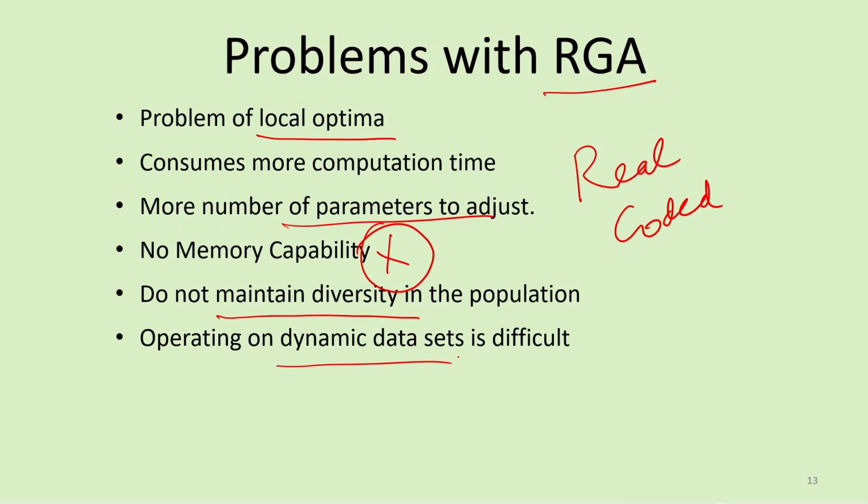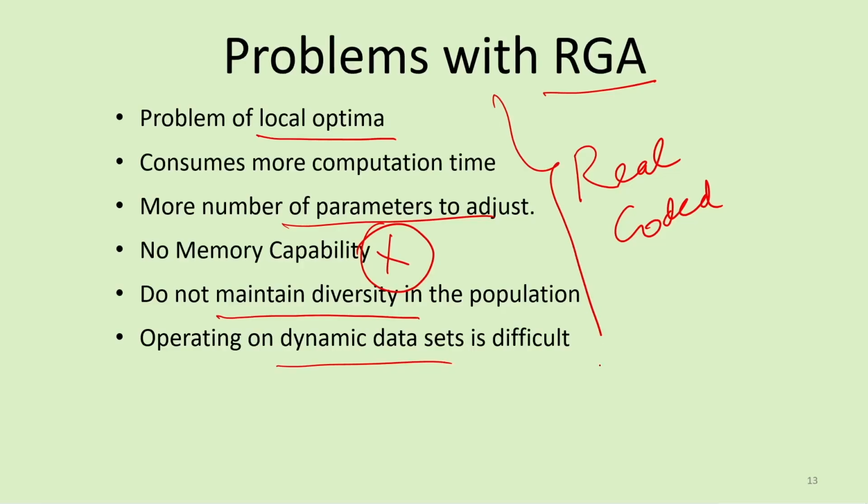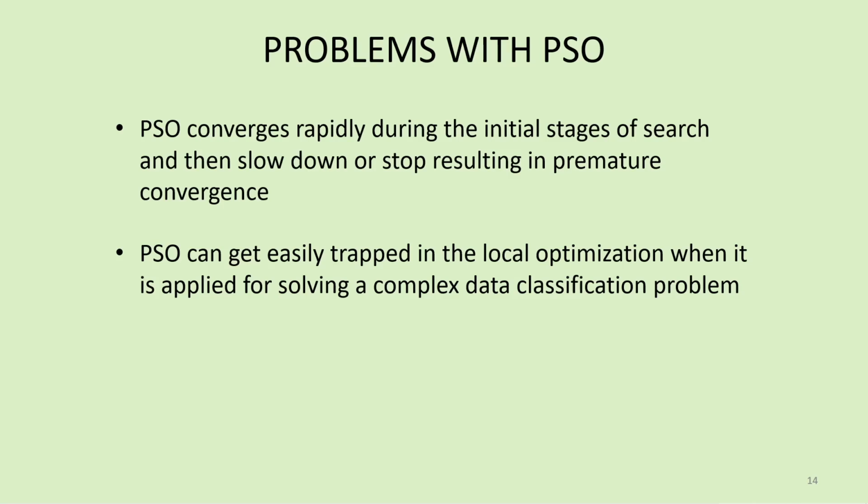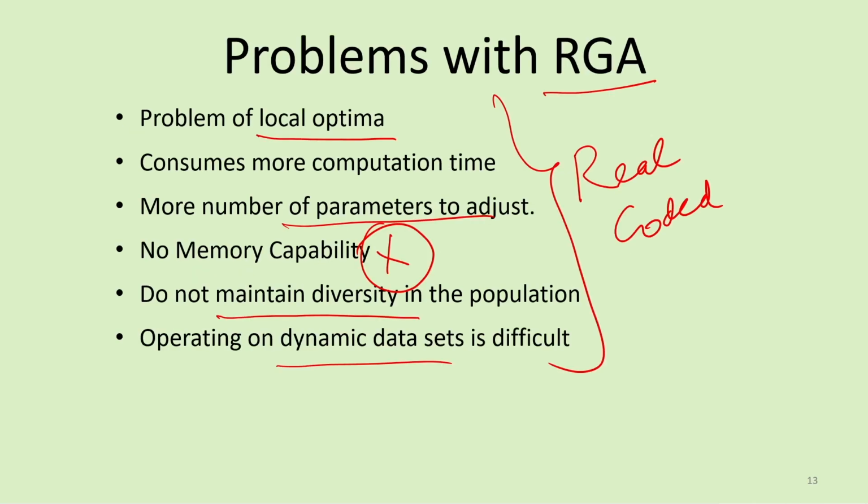So when the data set is very dynamic, that means the values keep changing over a period of time, or if there are many new unknown values, RGA finds it very difficult and is very problematic. So you can go with PSO, because PSO has memory capability. Another advantage is that PSO is completely real coded, whereas in GA you can go for binary, or real, or integer, or mixed representation. Whereas in PSO the basic version comes with real coding.